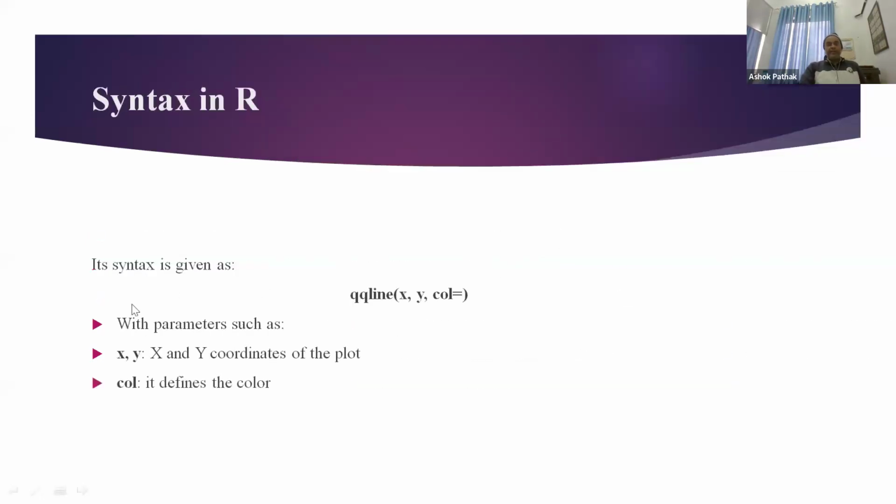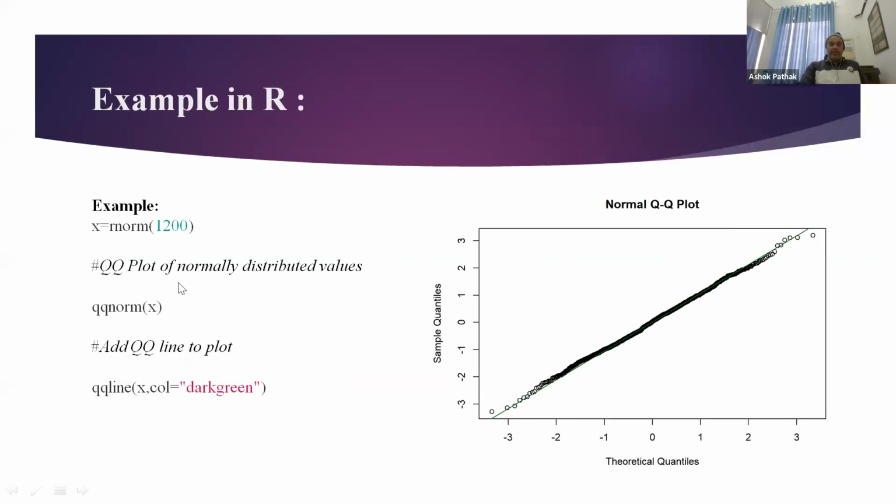So what is the syntax in R? The syntax is qqline, with X, Y, and colors, where X and Y are the coordinates and colors specifies the color. So qqline is the command for that in R. Suppose we are generating 1200 samples from the normal distribution. So these are the samples.